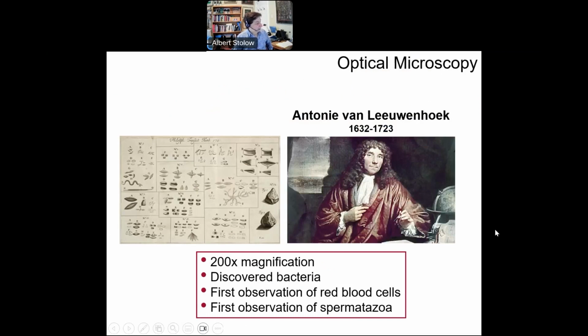So this guy, Anthony van Leeuwenhoek, Dutch, is considered the father of optical microscopy. He was a lens maker who made the best lenses. He was able to get about 200 times magnification. He discovered bacteria. He was the first one to observe red blood cells and spermatozoa.